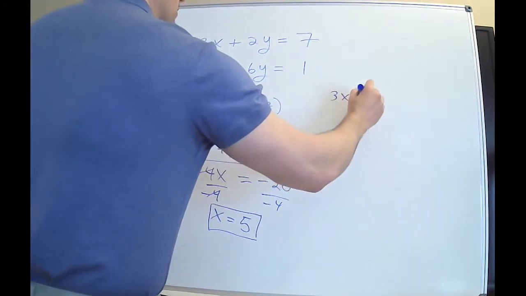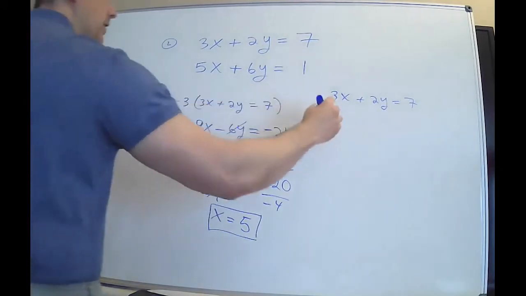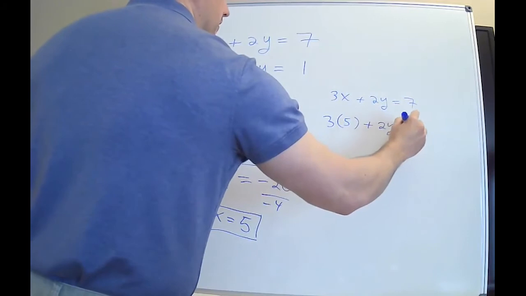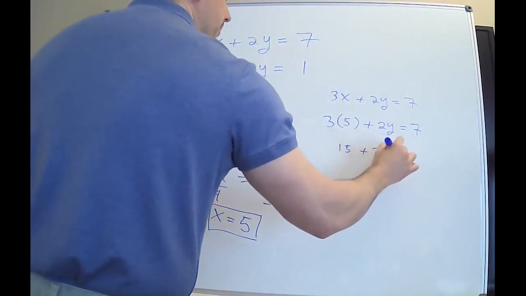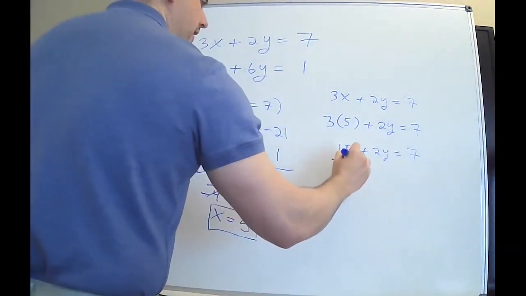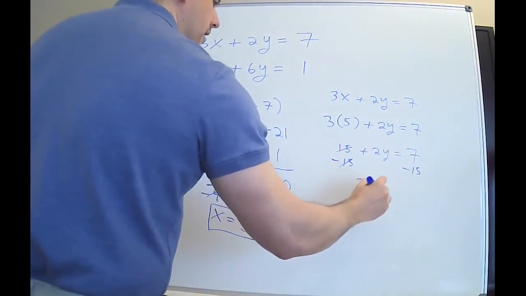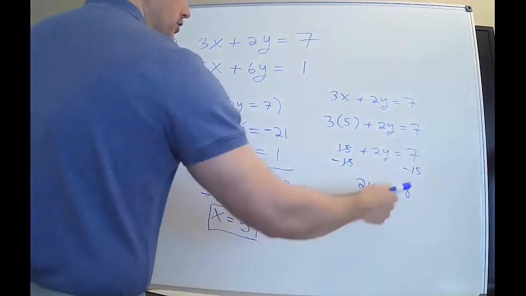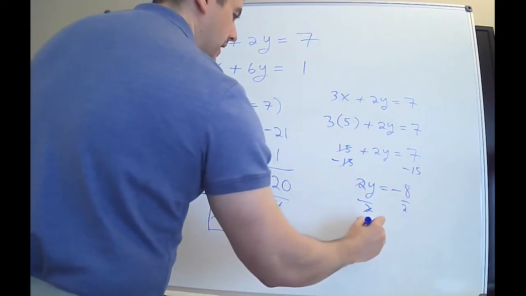I'm going to take the top equation, and I'm going to replace the x with 5. So wherever you see x, you put a 5. And then you just finish solving it. It's not that difficult. That's 15. 3 times 5. Now I have to subtract 15 from both sides to get y alone on the left. 7 take away 15 is -8, right? Subtract, keep the largest sign. Divide both sides by 2.